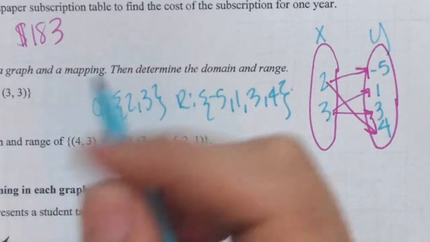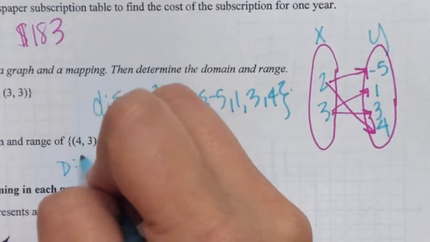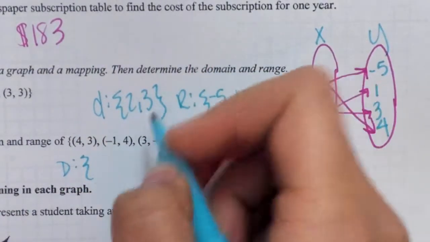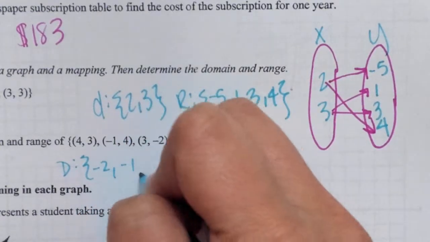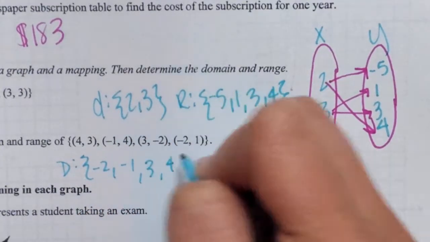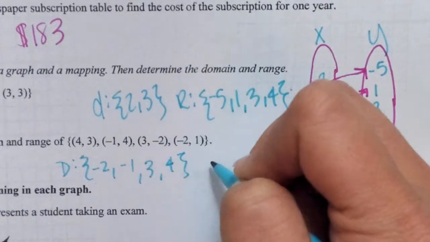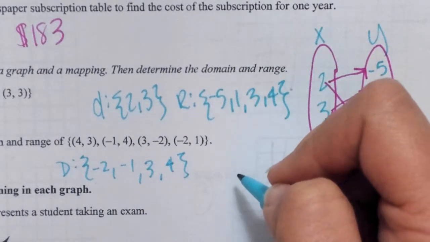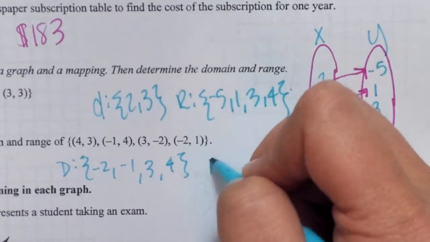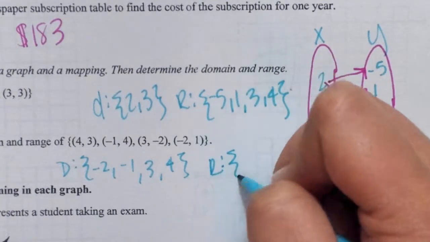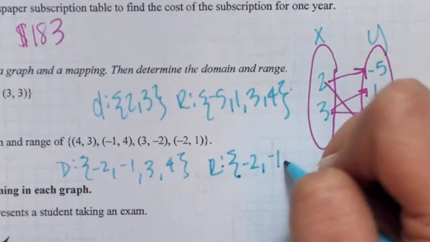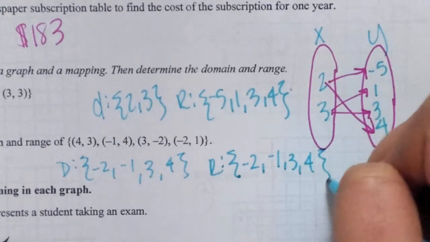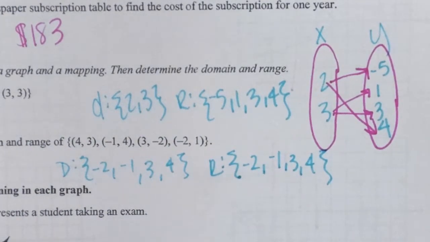For number 11, your domain is -2, -1, 3, and 4. What is discrete? Watch the video. I kind of got the first part with the X. And it's the same thing for the range. Specific points. Thank you.